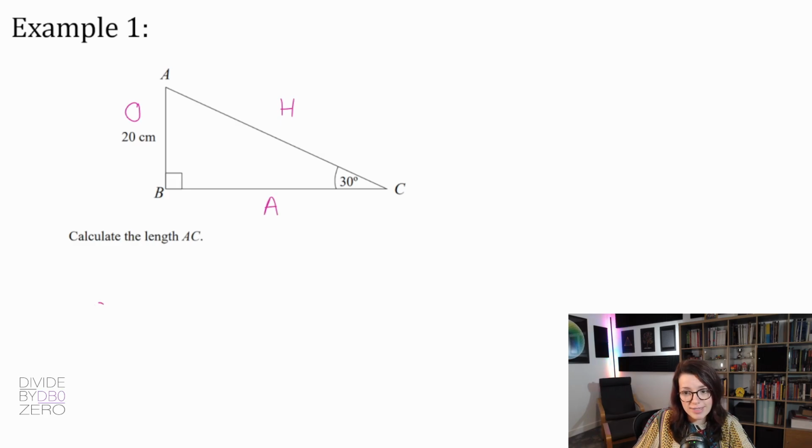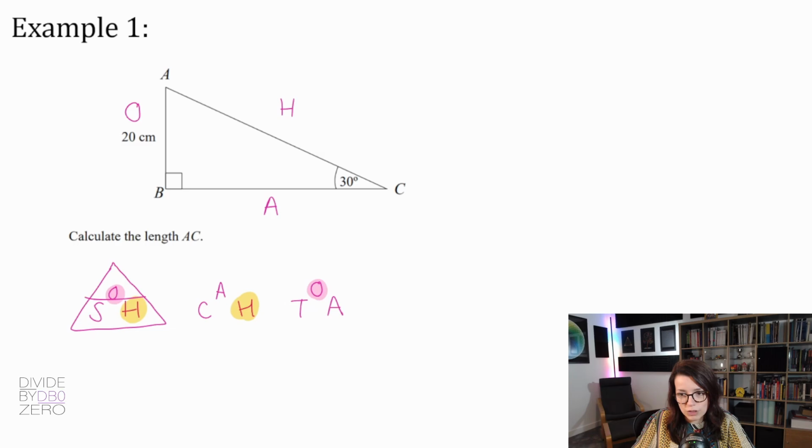I then usually write down the formula triangles, so SO, CA, and TOA. And then I look at what I've got in the question and think about which one I want to use. It looks like we have the opposite and we want the hypotenuse. Based on that, looks like we want to use SO or sine. So I then draw my triangle around that and use it as a formula triangle. We're trying to find AC, which is the hypotenuse, meaning H equals O divided by S.